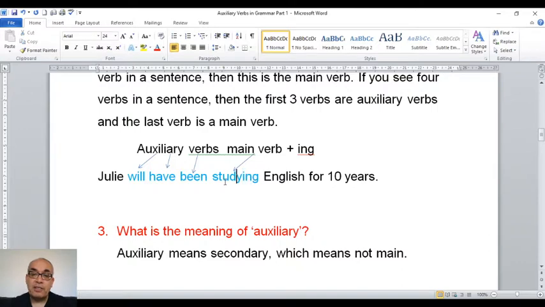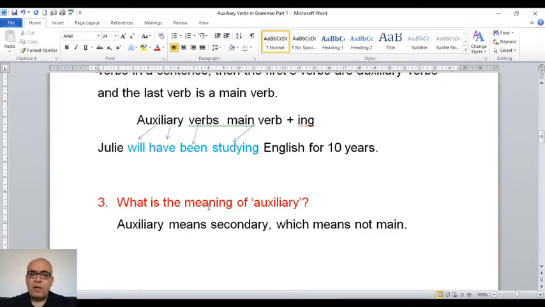Of course, I cannot say studying is a verb, because studying doesn't have a tense. You have to say study is a main verb, and ing we add to study. So I have 3 auxiliary verbs, and then I have a main verb, and then I have an ing added to it. So we can use up to 3 auxiliary verbs in a sentence.